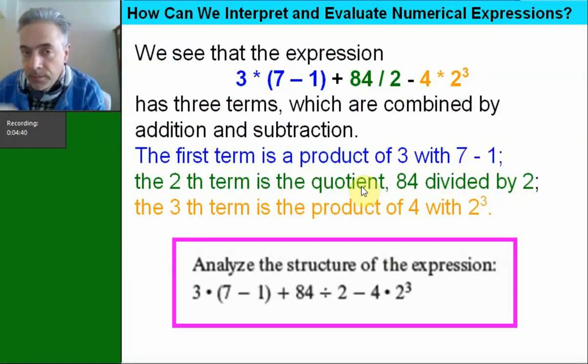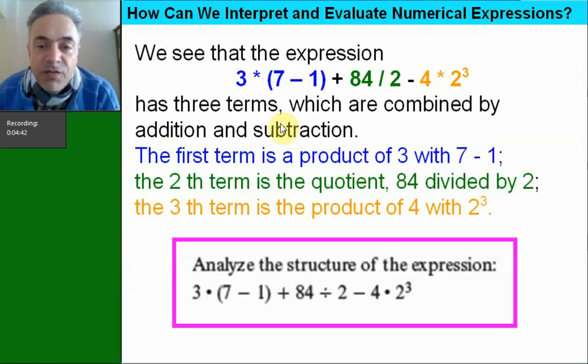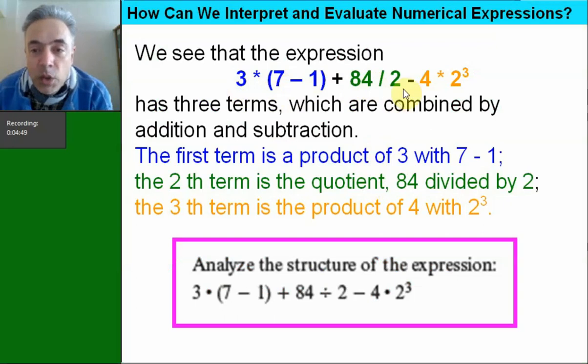See this expression, for example: 3 times, in parentheses, 7 less 1, plus 84 divided by 2, less 4 times 2 raised to the third power. It has three terms, which are combined by addition and subtraction. So here addition and here subtraction.